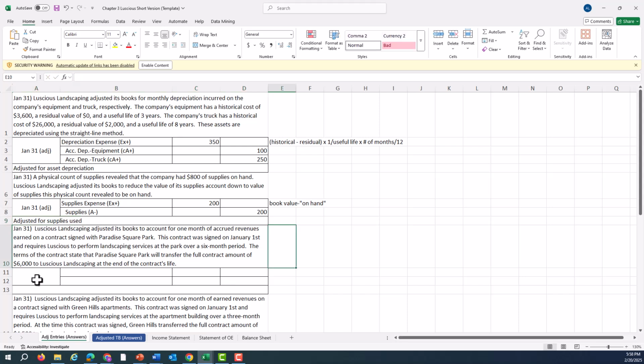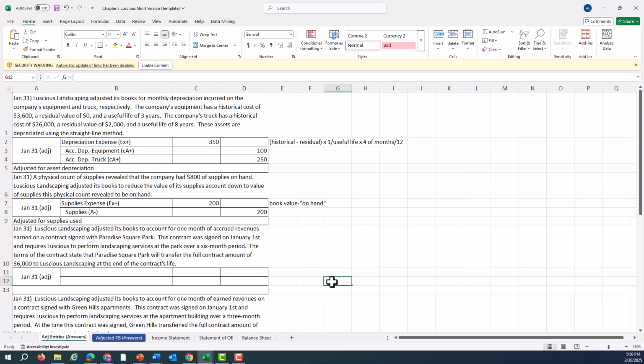Next adjusting entry, also occurring on January 31st. So we are going to adjust to account for 1 month of revenues that have been accrued on a contract that we signed with Paradise Square Park. We signed this contract on January 1st, and under the terms of this contract, we're going to provide landscaping services to the park for a 6-month period.